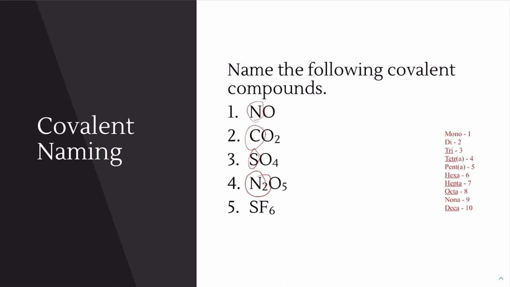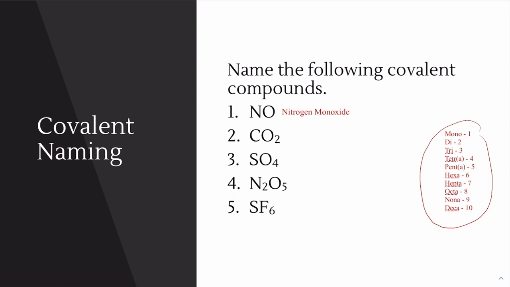Okay, and then we're only going to add one of these prefixes to the first element if there is more than one of them. However, we always apply it to the second one. Okay, always. So all the second ones here should have a prefix next to them. So what ends up happening is we would call this nitrogen, just regular nitrogen. And then since there's just one oxygen, we would call this monoxide. And so that'll end up being the name for this guy.